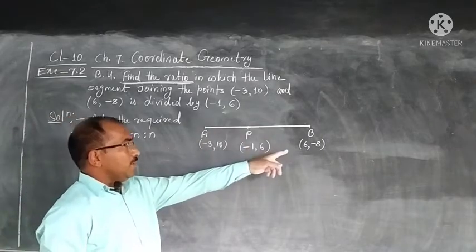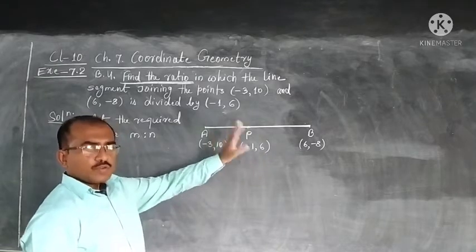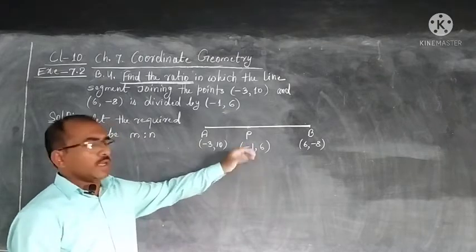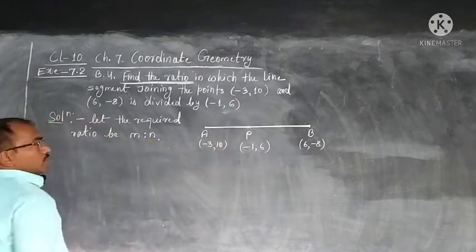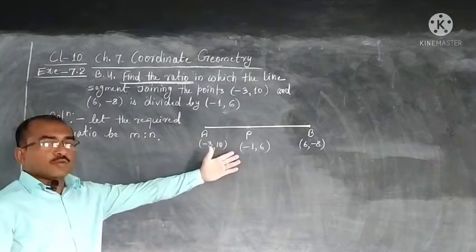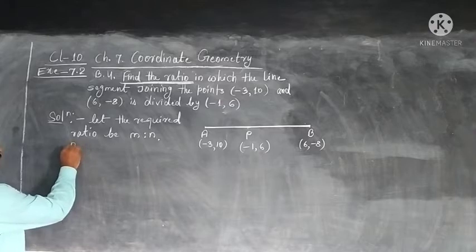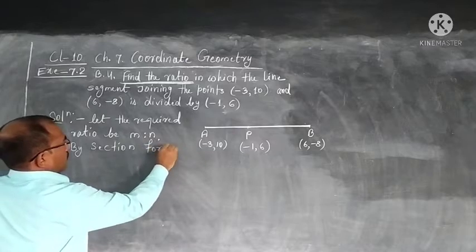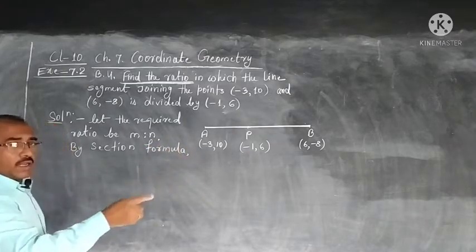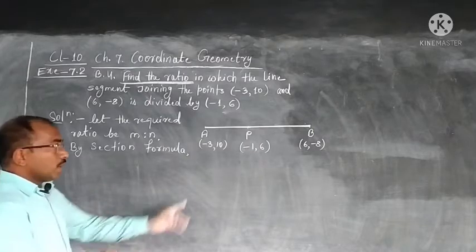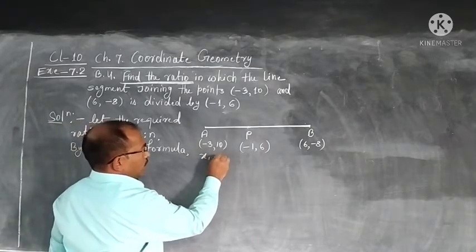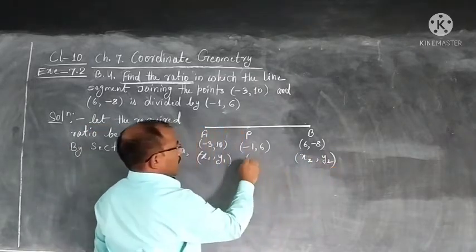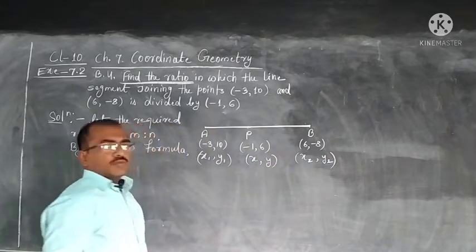In which the line segment joining the 2 points AB is divided by the point P. Coordinates are given, or we can refer here also. So, the section formula, what we get? Coordinates of the point P. Once again I am repeating this, coordinates of point P: x1, y1, another point x2, y2 and a point which divides, let us say the coordinate is (x, y).